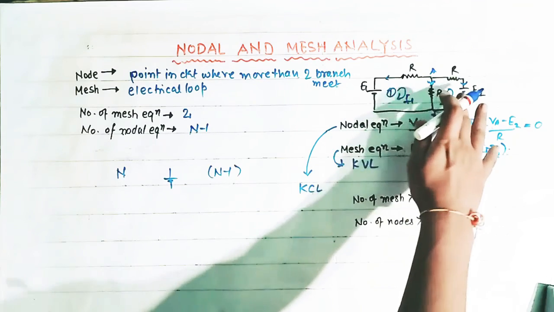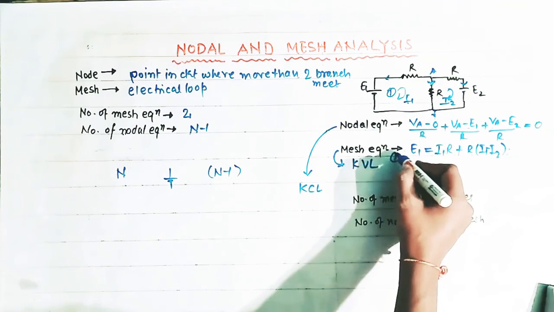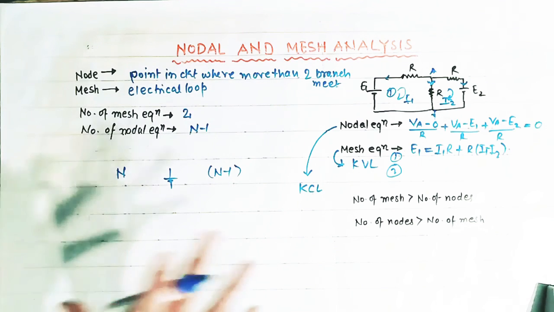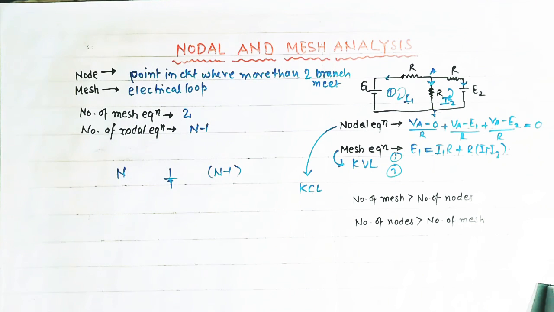This is for loop 1. Similarly we can write the mesh equation for loop 2. So in this way we can write the nodal and mesh equations. When I solve the numericals based on nodal and mesh analysis, then you will have better clarity of all these concepts. At present I am telling you the basics of nodal and mesh analysis.